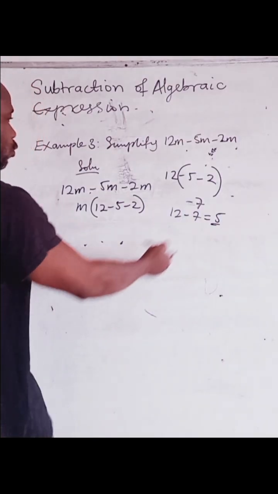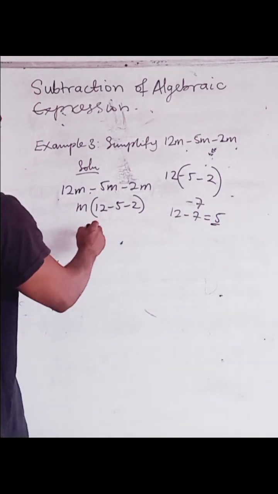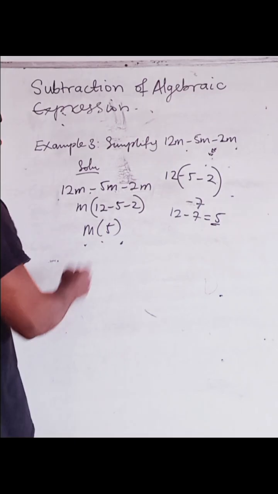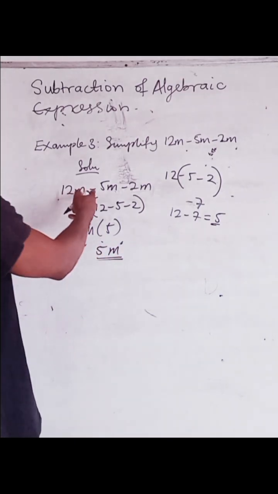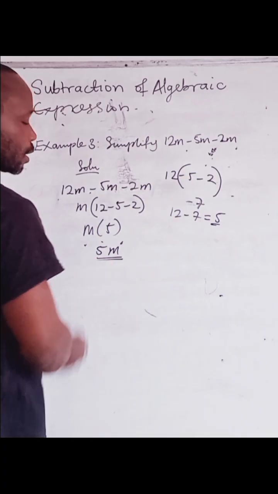Okay? So we are going to put 5 inside the bracket. So n multiplied by 5 is equal to 5n. So the simplified version of 12n minus 5n minus 2n is 5n.